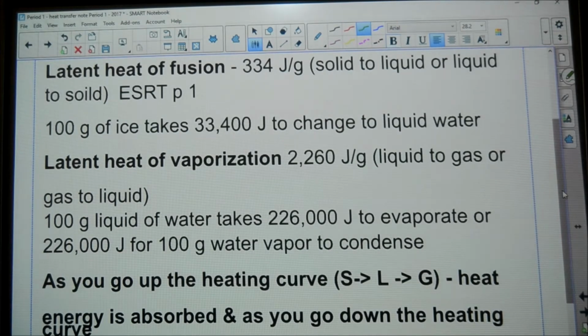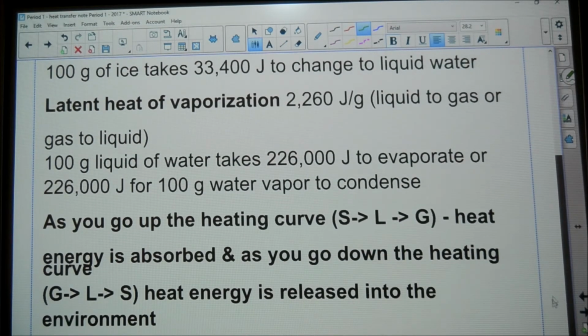As you go up the heating curve from a solid to a liquid to a gas, heat energy gets absorbed. You're taking it in from the environment. As you go down the heating curve from a gas to a liquid to a solid, you release that heat energy back to the environment.